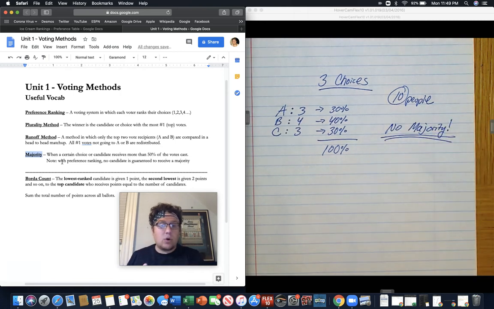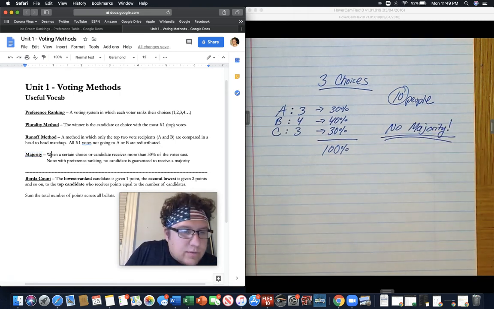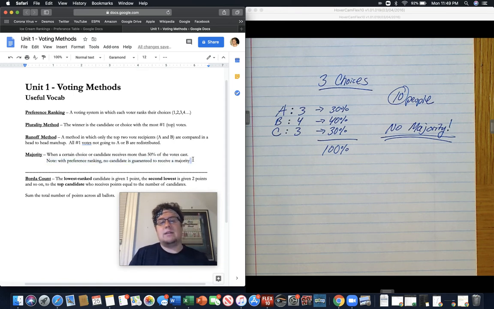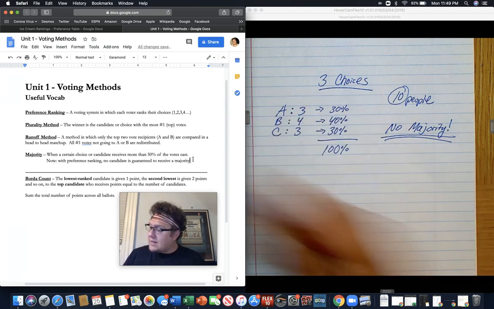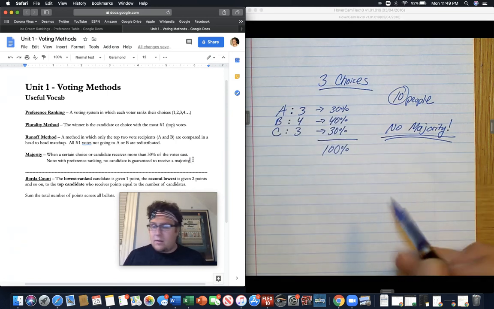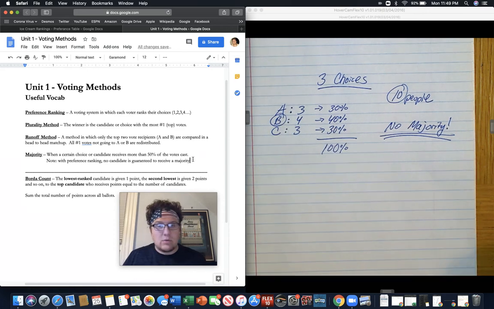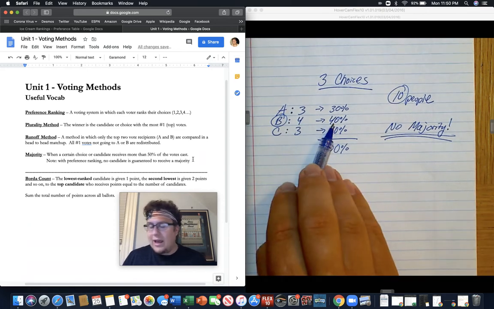There's no majority here, because if you look at the definition, it says when a certain choice or candidate receives more than 50% of the votes cast. And it says, note, with a preference ranking, no candidate is guaranteed to receive a majority. That's an exact example of what happened here. Person B would probably be chosen as the winner, but they did not have a majority.